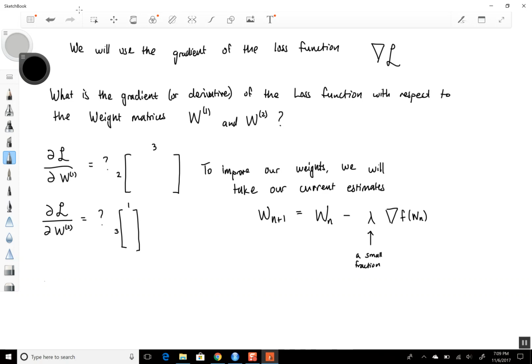Because effectively, if this is our gradient, the next iteration of weight matrix 1 will be our current weight matrix 1, which is 2 by 3, plus basically the gradient. And so the dimensions need to match up there. So that's just a quick check to make sure, when we do our math, we are getting things of the right size here.